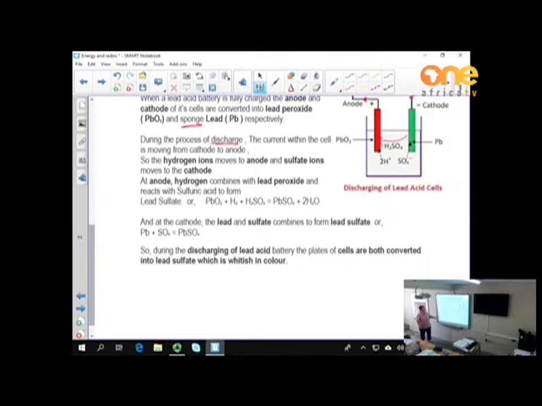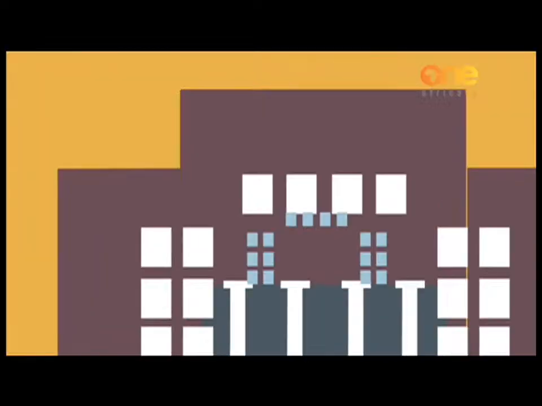So during the discharging of a lead acid battery, when you use it, the plates of the cells are both converted into lead sulfate, which is whitish in color. Unfortunately, with this continuous recharging cycle, car batteries have a lifetime of about 2 years. They've been designed to last that long. After that, you have to throw it away and buy a new one.